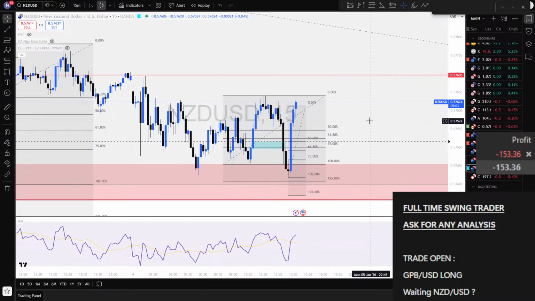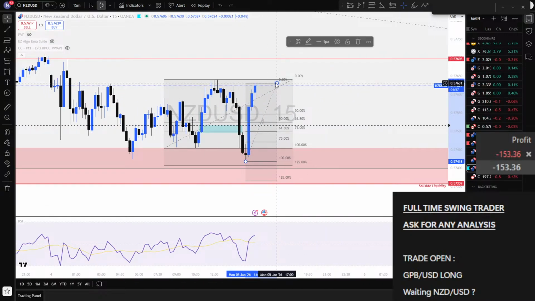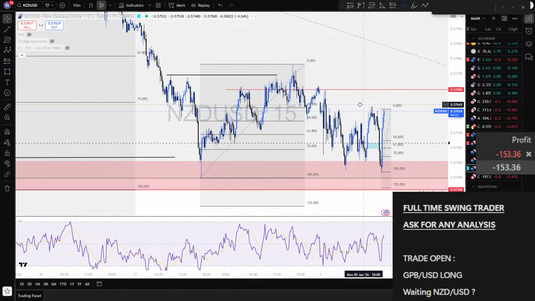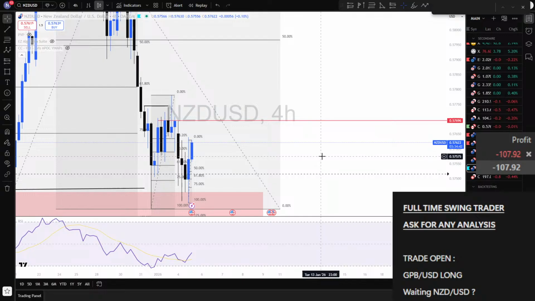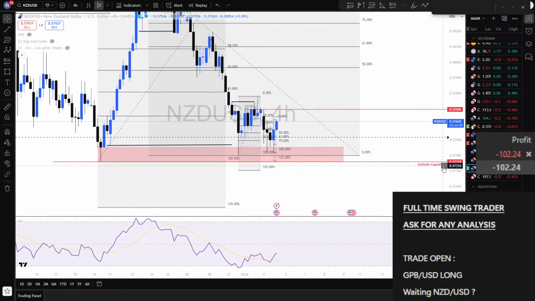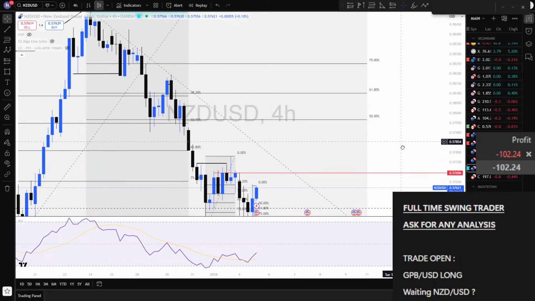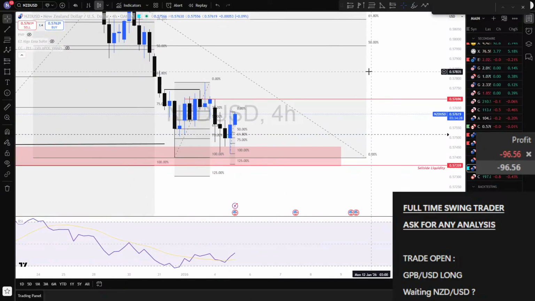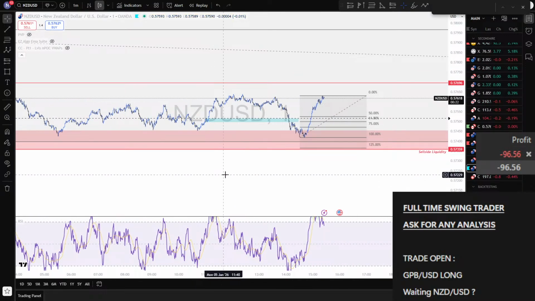NZD USD is just flying without me. Yeah, that's all. Just so you know, NZD USD, we'll see, there's the news at 4 p.m. for me. But let's say everything is aligned on the chart for him to push. But it's without me, unfortunately, for now.